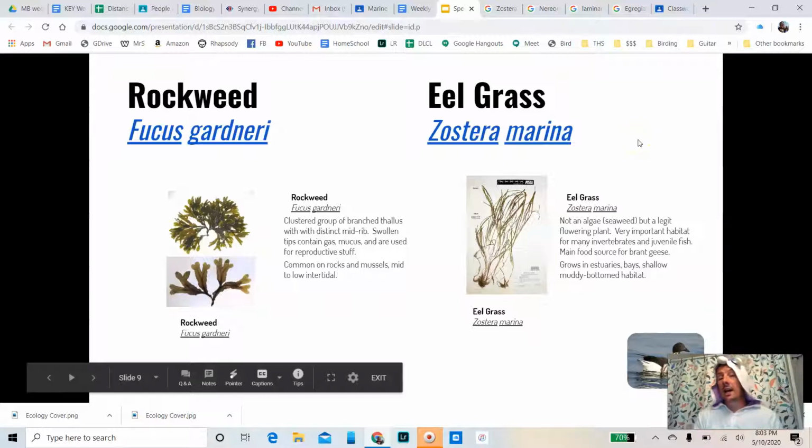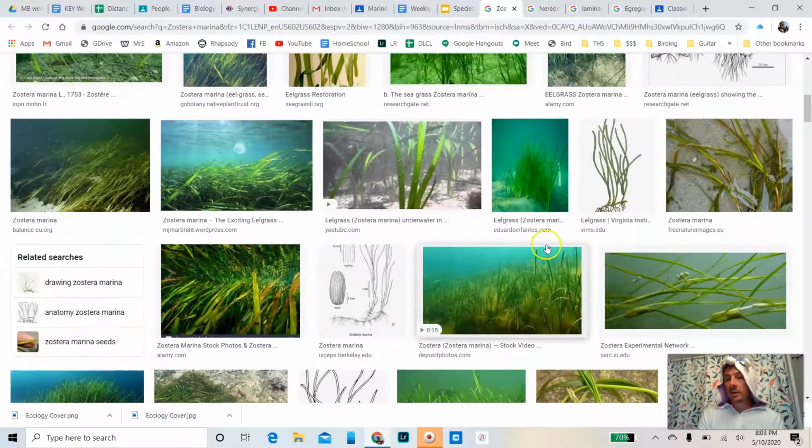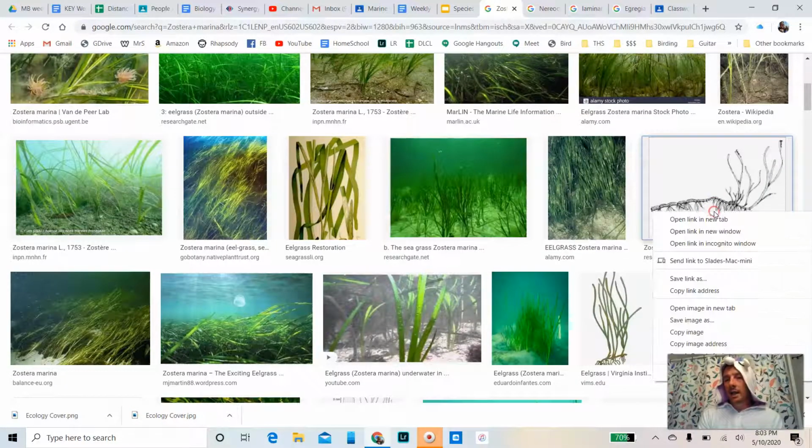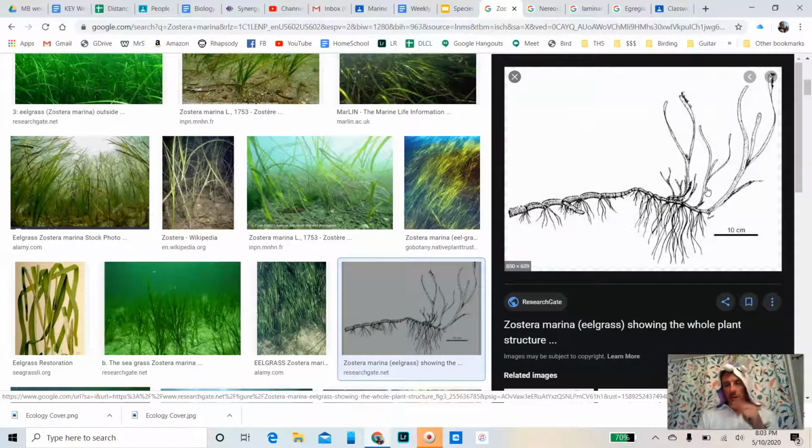And again, this is not an algae. This is a legit flowering plant. It has roots that go down into the ground, and here's a drawing. And it grows rhizomatously, which means that basically a stem-like structure, half root, half stem, goes just under the surface, and instead of growing down, grows horizontally under the surface, produces roots from that, but also new shoots from that.